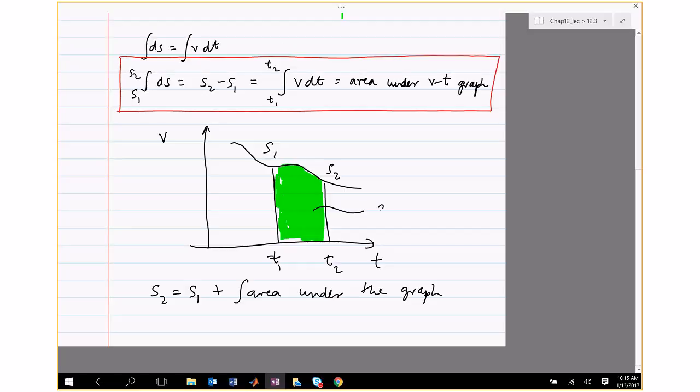This is area under the graph, and that's going to give you that. So if you know the area, then you can find the distance traveled, if you know the distance the particle was at time t equals T1. T1, T2. Is that clear?